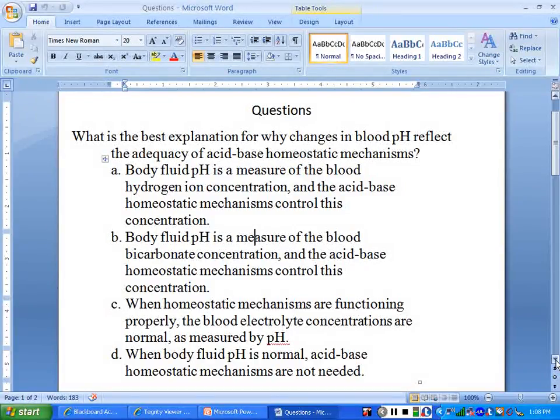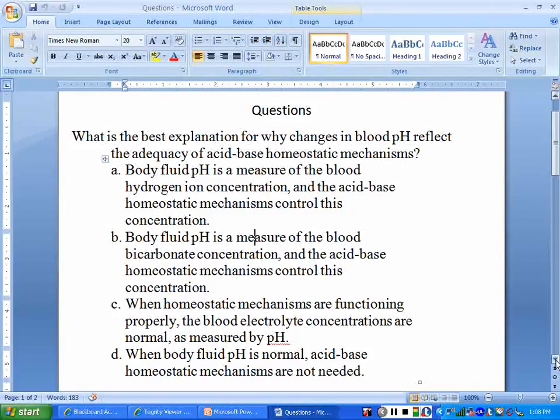The body fluid pH is a measure... A says the body fluid pH is a measure of the blood hydrogen concentration and the acid-base homeostasis mechanisms control this concentration. Let's go to B. Body fluid pH is a measure of the blood bicarbonate concentration. Is that what pH is a concentration of? So we can go ahead and cross B out, right?